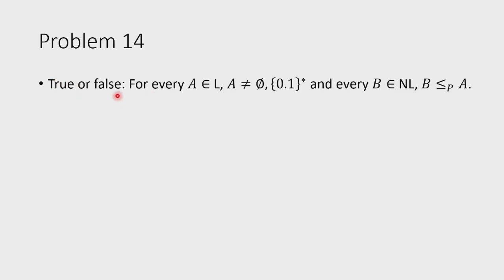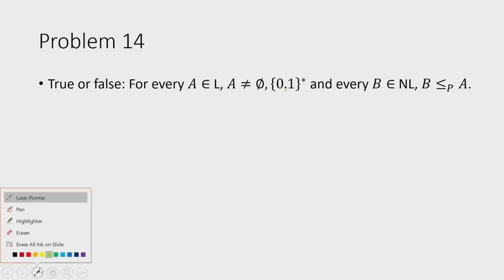Okay, so the last problem is the following: true or false? For all A in L, that is for all languages A that are decidable in log space, such that A is not the empty language or the universal language, there should be a comma, there is a typo over here. And every B in NL, B reduces to A in polynomial time.